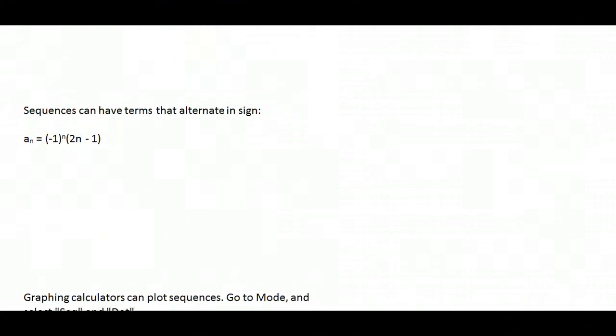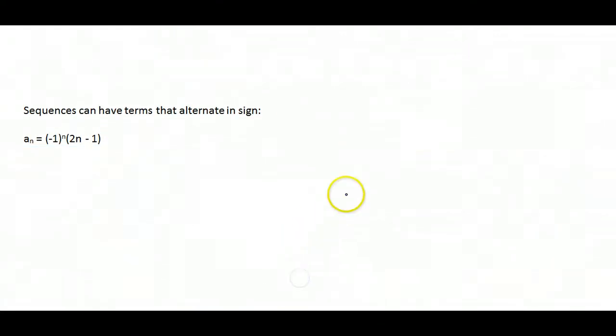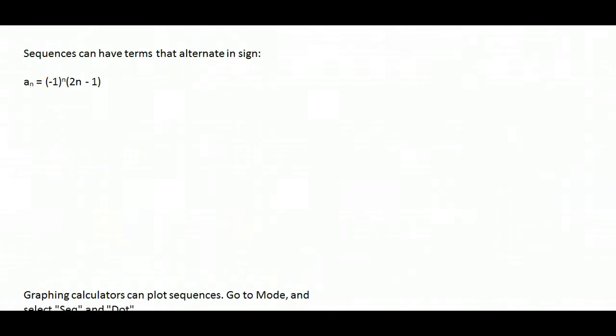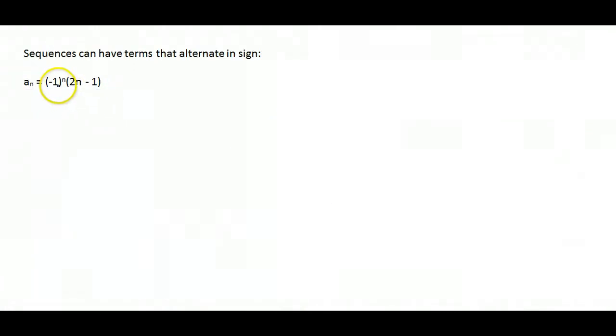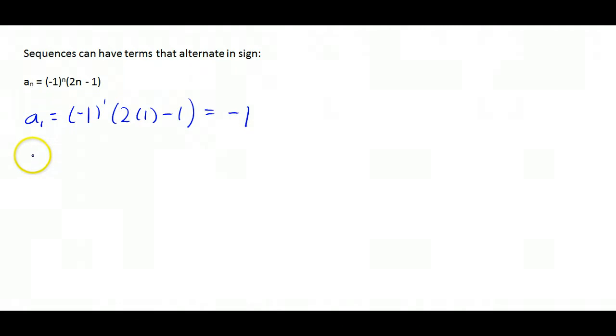You can have sequences with terms that alternate in sign. And the way you do that is you just raise negative 1 to the nth power. So watch how that works. A sub 1 is negative 1 to the first times 2 times 1 minus 1. So negative 1 to the first is negative, and then 2 minus 1 is 1, so I get negative 1.